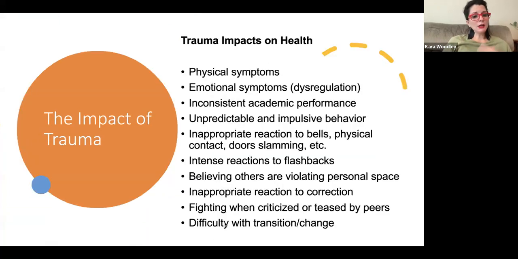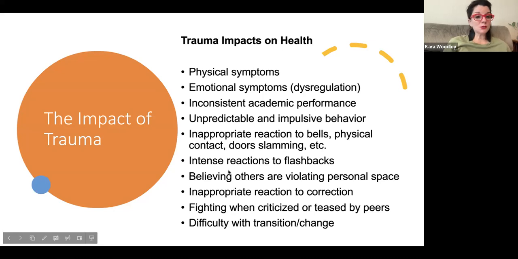And so looking at the impact of trauma on health, we know that students that experience trauma have physical symptoms, emotional symptoms, inconsistent academic performance, unpredictable and impulsive behavior, inappropriate reaction to bells, physical contact, door slamming. I've had students like that where there's an issue with fire drills. And so we need to make sure that we're supporting the student in a way that can help them have a safe reaction to fire drills, bells, like our normal bells, like on a middle school or high school schedule.